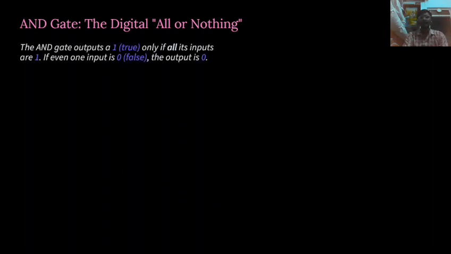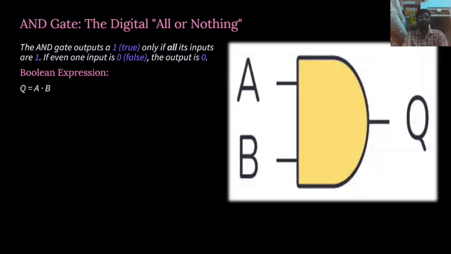Some basic logic gates are, first, the AND gate, the digital all-or-nothing. The AND gate gives the output true, that is 1, when all the inputs are 1. If any one input is 0, false, the output is 0. Boolean expression for the AND gate: Q is equal to A into B. Here in the picture, A and B are the inputs and Q is the output.